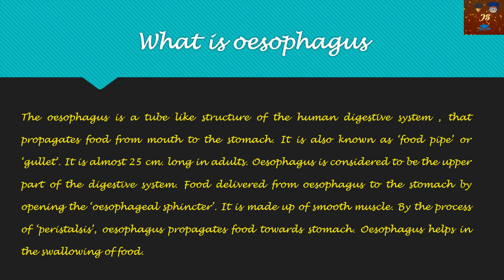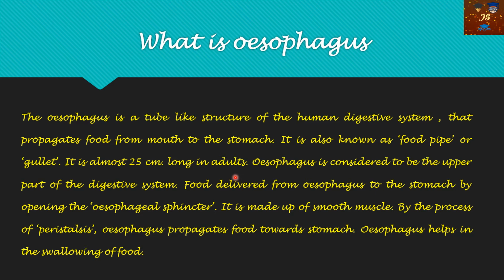So what is the esophagus? The esophagus is a tube-like structure of the human digestive system. When we see the diagram, we will see that really it's a long tube that propagates, means moves forward, the food from the mouth to the stomach. So it is a pipe-like structure which moves forward the food which we have ingested into the mouth, up to the stomach. So it connects the mouth to the stomach. It is also known as the food pipe or gullet. It is almost 25 centimeters long in adults.